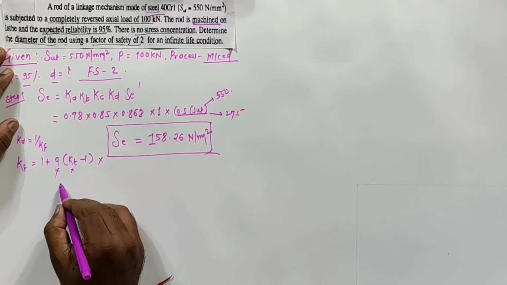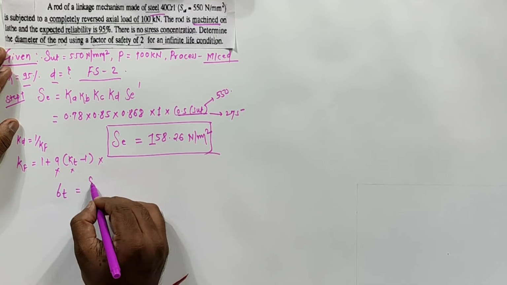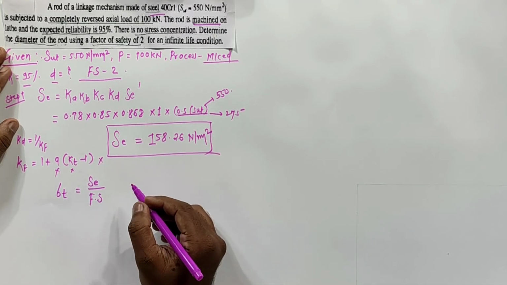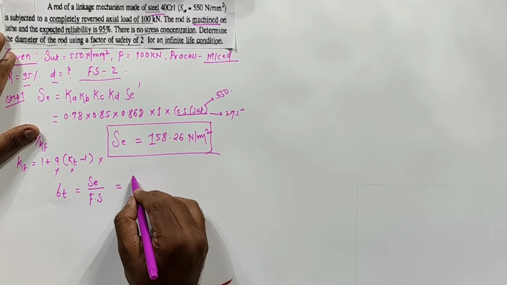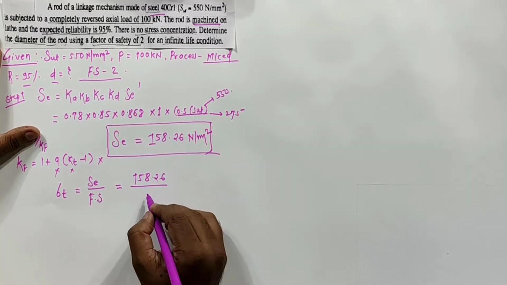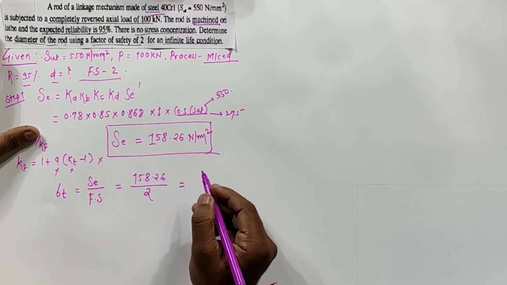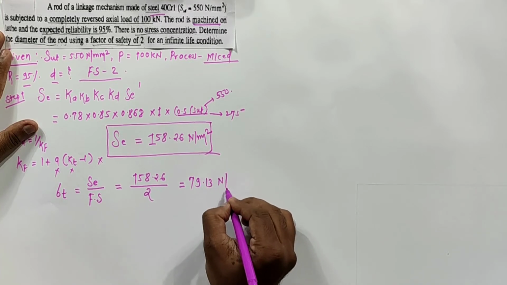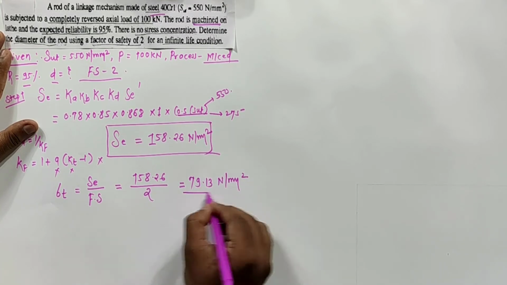As I told you, sigma t is nothing but Se by factor of safety, which we have seen in the previous numerical. So Se is 158.26, factor of safety 2. Therefore I'll get sigma t as 79.13 Newton per mm square.